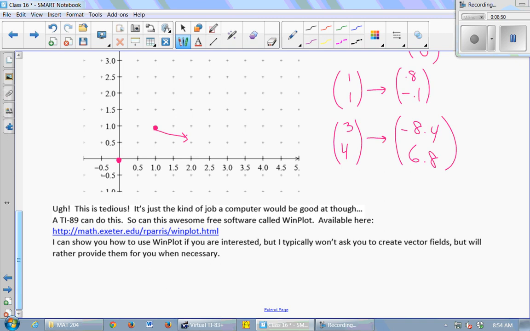A TI-89 can do it. So if you have a TI-89 and you want to make vector fields, you can just Google how to do that on an 89. And then I use this free software whenever I'm making vector fields called WinPlot. If you're interested, I can show you how to use it to check homework answers or something. But I typically won't ask you to create vector fields, but we'll provide them when necessary.